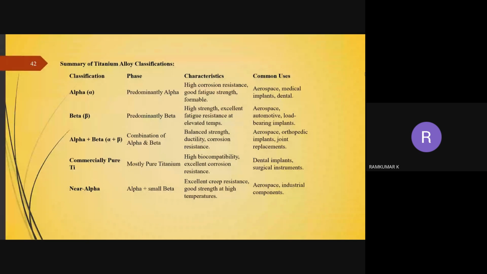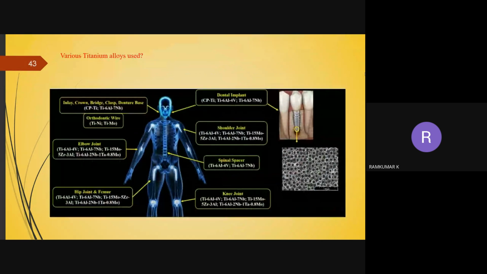The next one is alpha plus beta. It has balanced strength, ductility, corrosion resistance. It is also used in aerospace, orthopedic implants, joint implants. The next one is about commercially pure titanium. It has high biocompatibility, excellent corrosion resistance. It is also used in dental implants, surgical instruments. Next, the last one is near alpha. It has alpha plus small beta. It has excellent creep resistance, good strength at high temperature. It is used in aerospace, industrial components. So these are the areas where the titanium alloys are used.